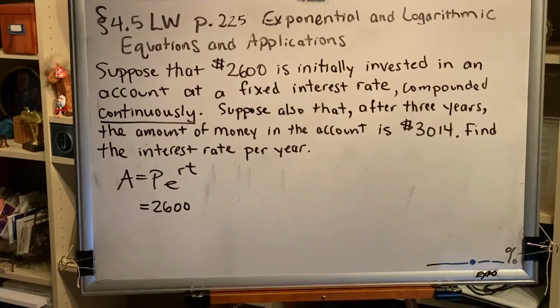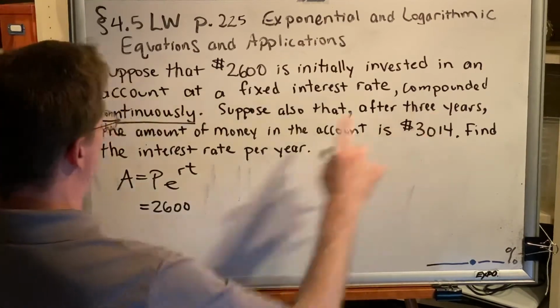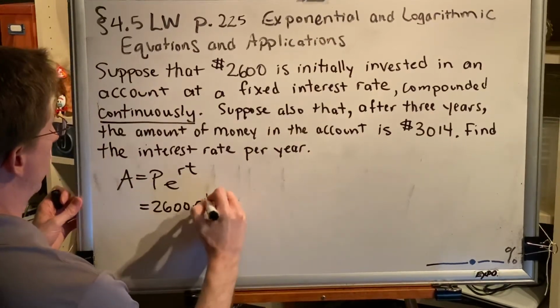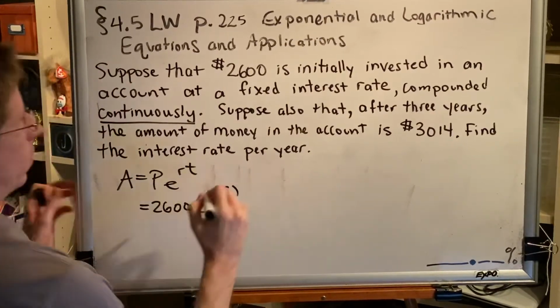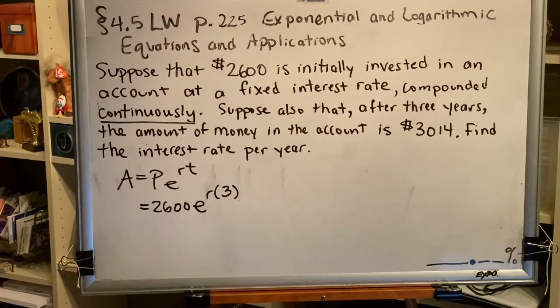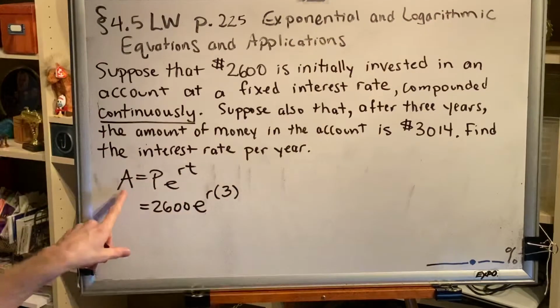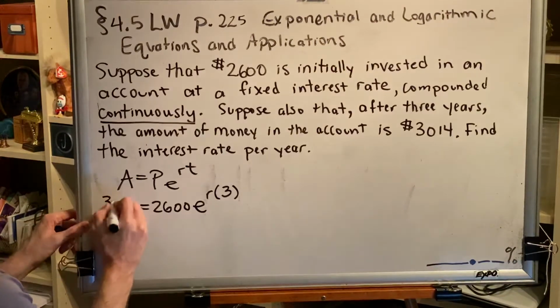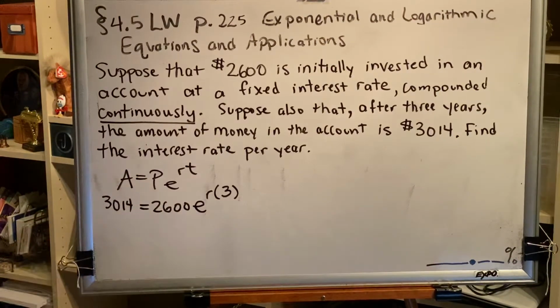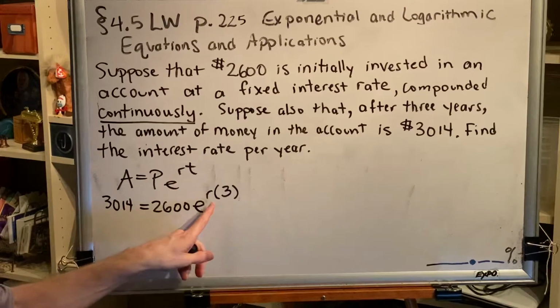Suppose also that after 3 years, so that's going to be t, the amount of money in the account is $3,014. That's going to be A. A represents the amount at some point in the future. Find the interest rate. Okay, great. So we've plugged into our formula. It says find the interest rate.